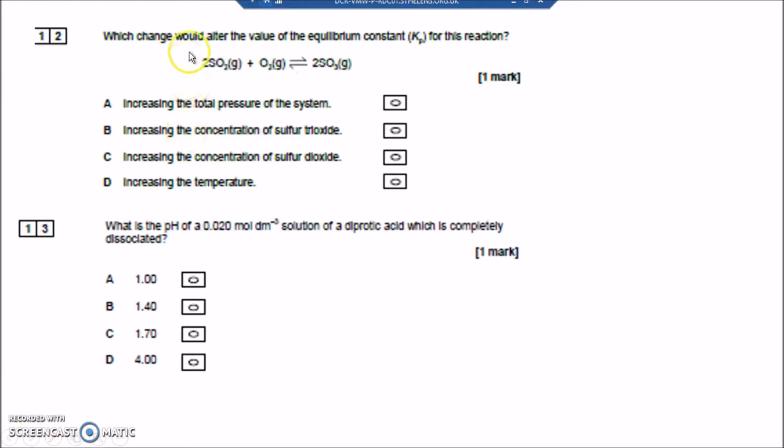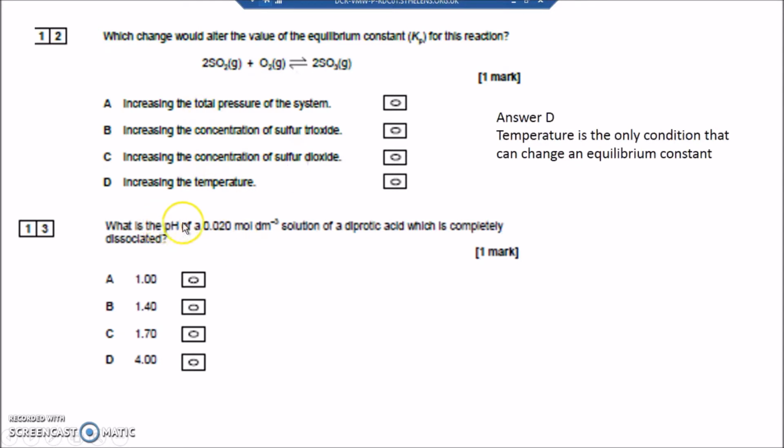Question number 12. Which change would alter a value of the equilibrium constant Kp? Without even reading the question, the only thing that changes an equilibrium constant is temperature. That's the only thing that will change an equilibrium constant. So the answer is D, without even reading the rest.